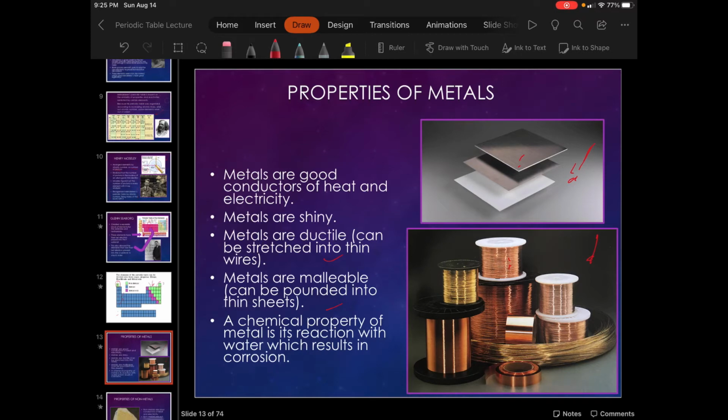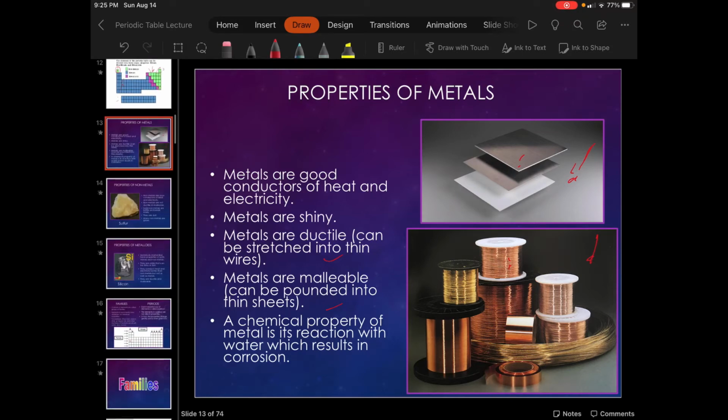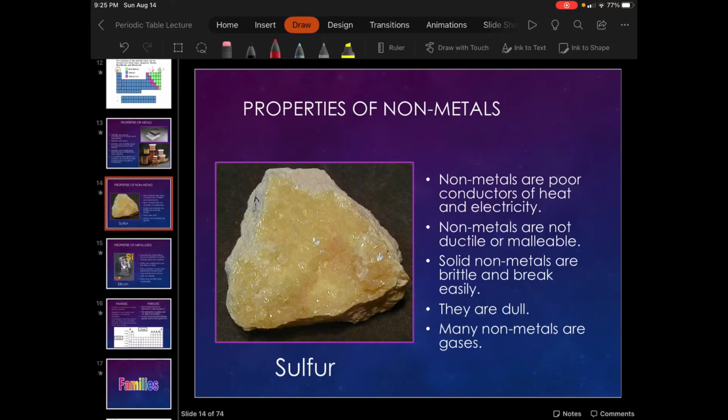A chemical property of metal is its reaction with water, which results in corrosion. I could give you some pictures on that, but I'm not going to right now.